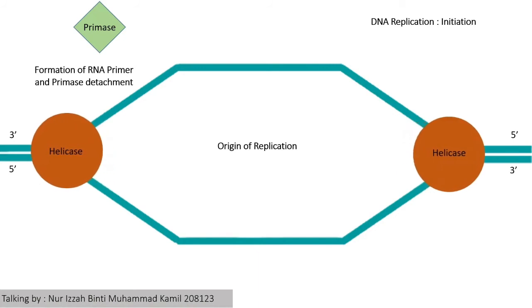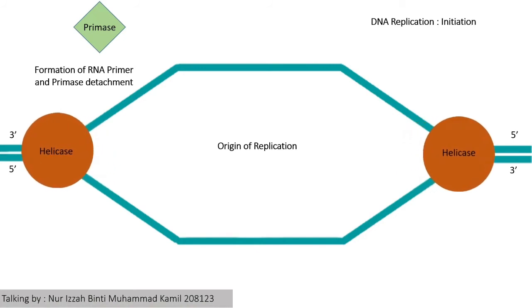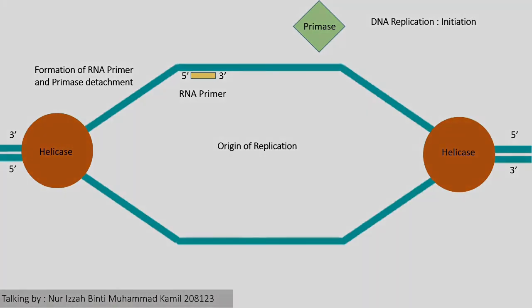Once the DNA strands have been separated, primase binds to the single-stranded DNA to generate an RNA primer. It provides a 3' end for DNA polymerase to work on. A typical primer is about 5 to 10 nucleotides long. The primer always binds as the starting point for replication.